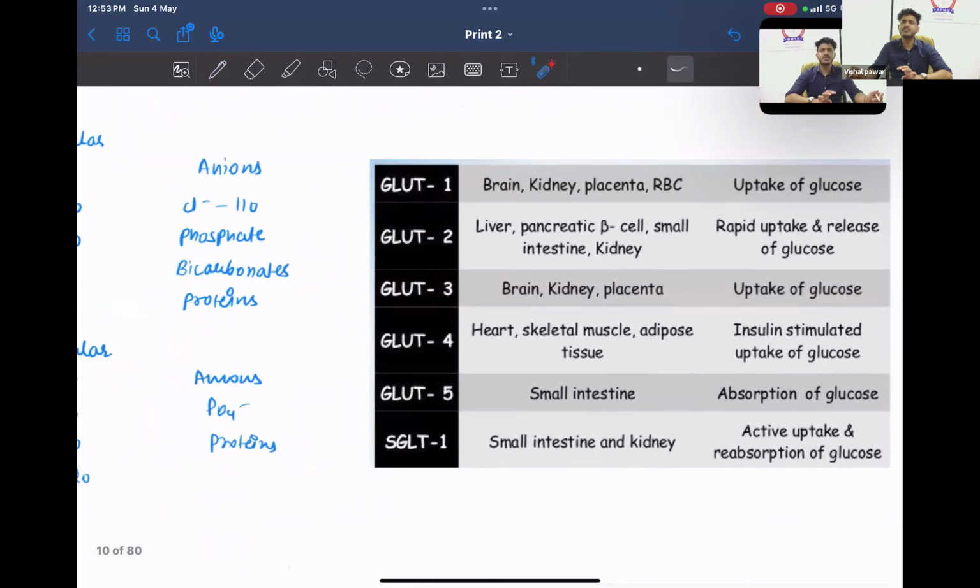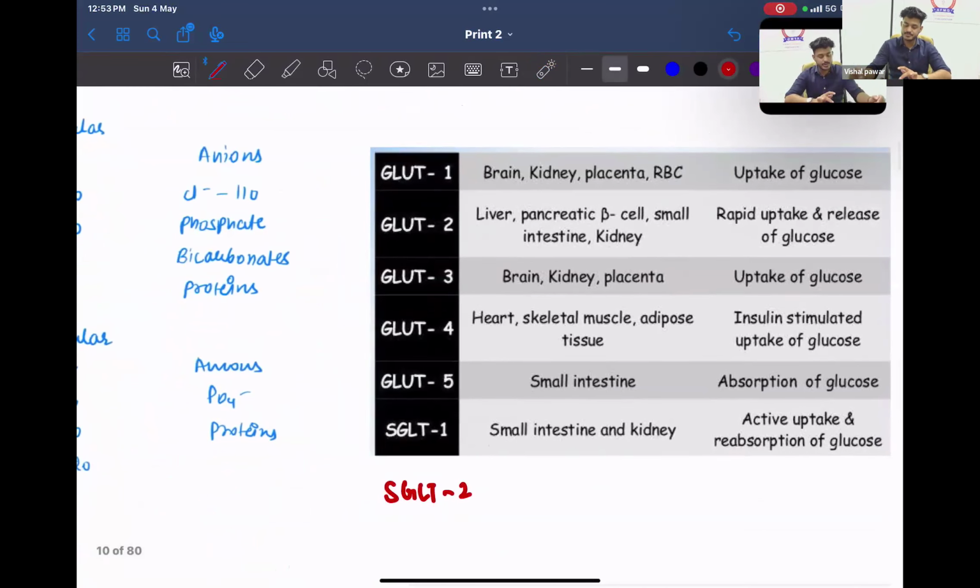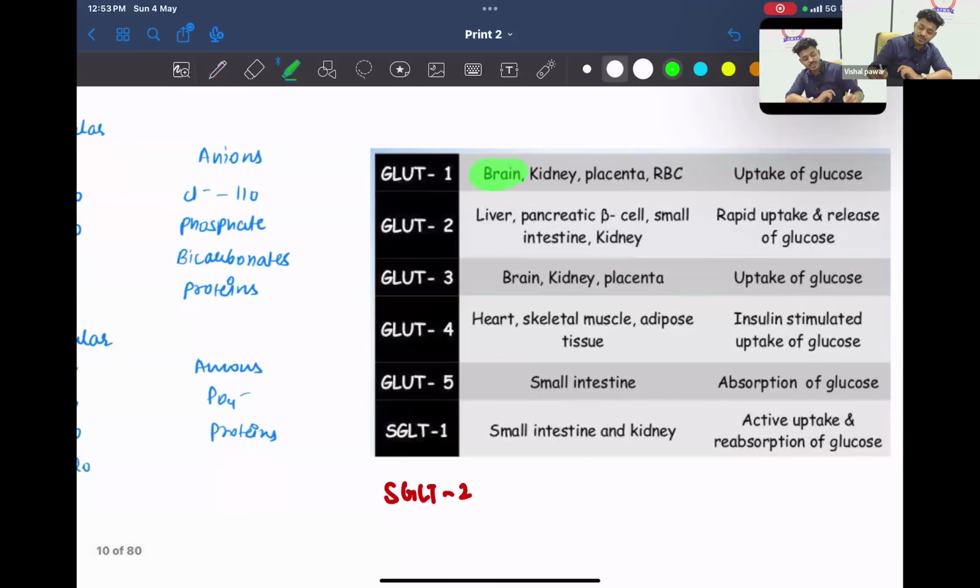More GLUTs are going to be there, but what is important is what you need to remember. We have GLUT 1 and 2. GLUT 1 is going to be present where? BKP, that is brain, kidney, and placenta. GLUT 2, you have to remember, is present in the liver and pancreatic beta cells. Beta cells will be having 2, so you can remember GLUT 2 will be there.